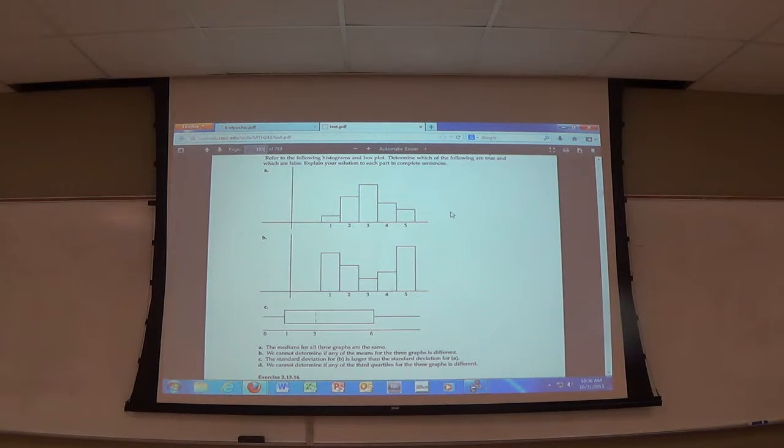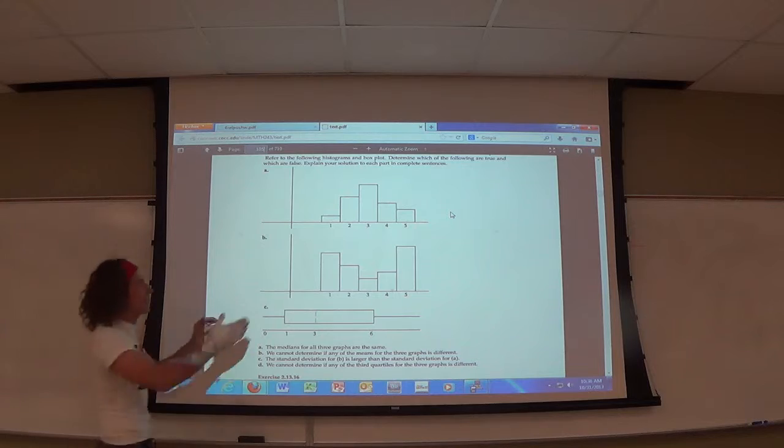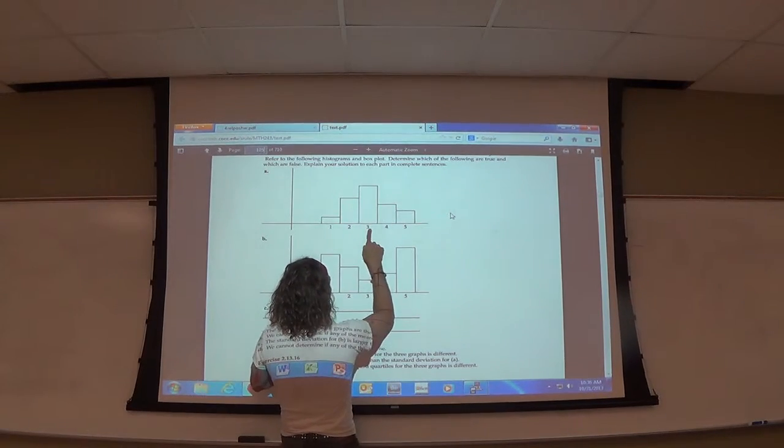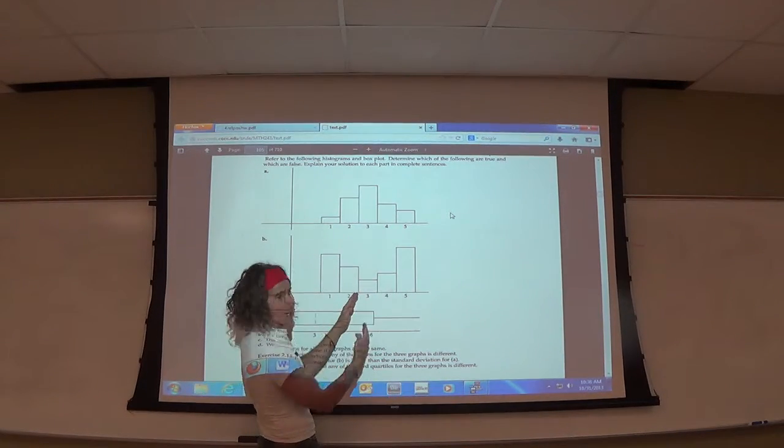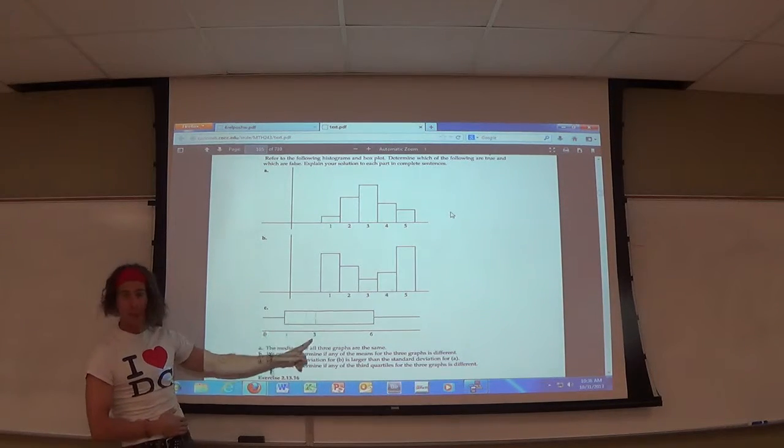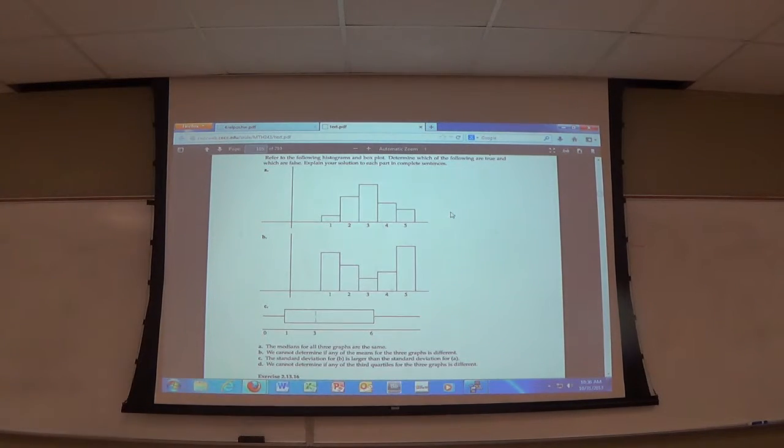So, number 1, medians for all three graphs are the same, true or false. And when I say the same, go statistically-ish the same. I don't expect you to calculate that, because you can't calculate it for the histograms exactly without putting some values in for frequencies. But that's okay. What do you think? Medians, same, different? I think it's arguably the same. Roughly the same amount of data on left and right of 3. And clearly 3 because they've told you it's 3 down there. So we're happy with that.